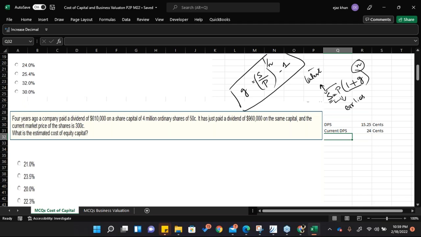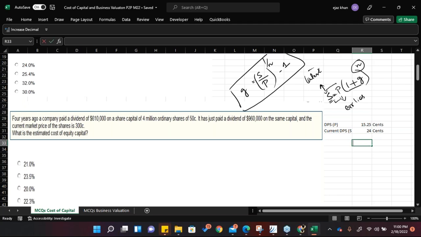So S, what do you think will be S? Which dividend should be considered as S out of these two? Michael, I've just divided the latest dividend with the total number of shares. So which should be considered as S? S is the latest dividend, that is the current dividend. It should be considered as S. And the earliest dividend in the data will be considered as P. So what we are finding out is that from this to this, what was the rate of growth?